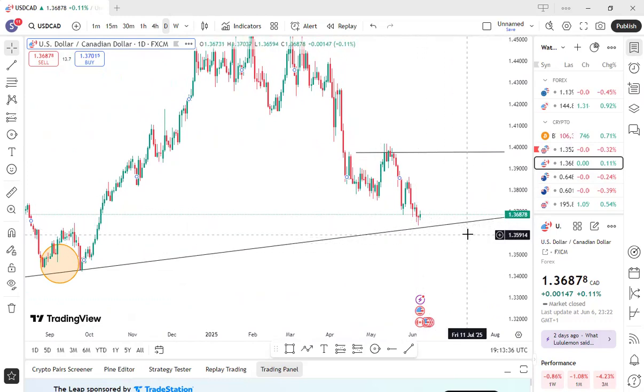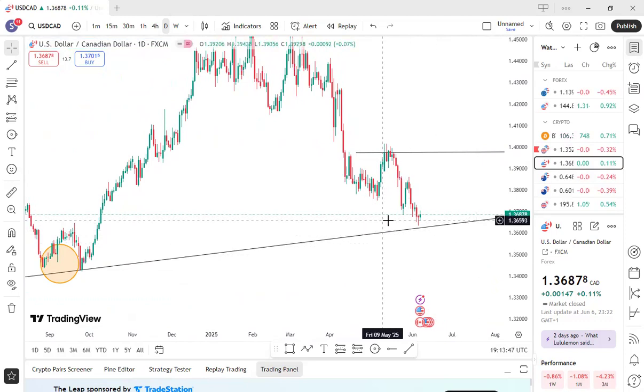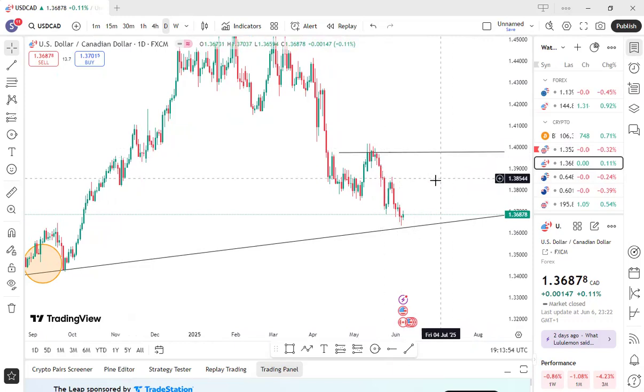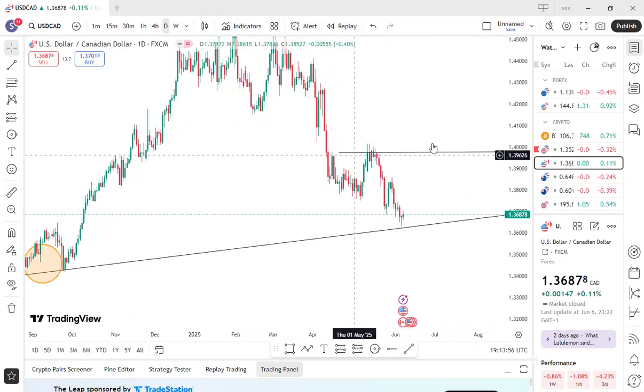So this week, USD CAD, look for a buying opportunity. This is a very sweet one. And then buying, take your TP here. Don't be greedy. Put it here, and then if price breaks, continue buying.